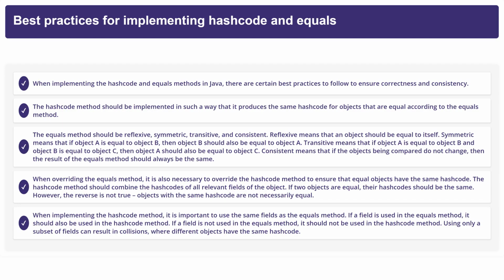When implementing the hashcode and equals methods in Java, there are certain best practices to follow to ensure correctness and consistency. The hashcode method should produce the same hashcode for equal objects. The equals method should be reflexive, symmetric, transitive, and consistent. The hashcode method should combine the hashcodes of all relevant fields. Using only a subset of fields can result in collisions.